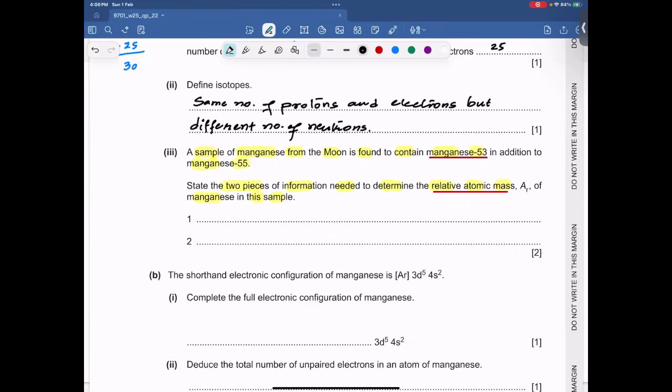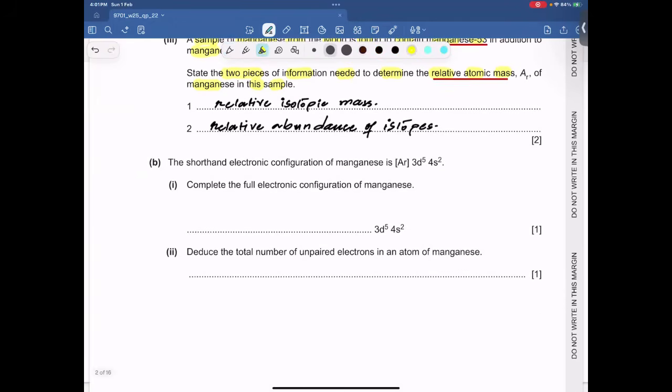So, relative isotopic mass and relative abundance of isotopes. I hope it makes sense to you. Let's move on to the B part.